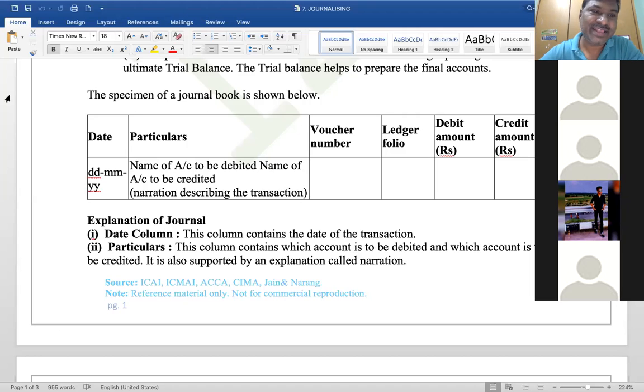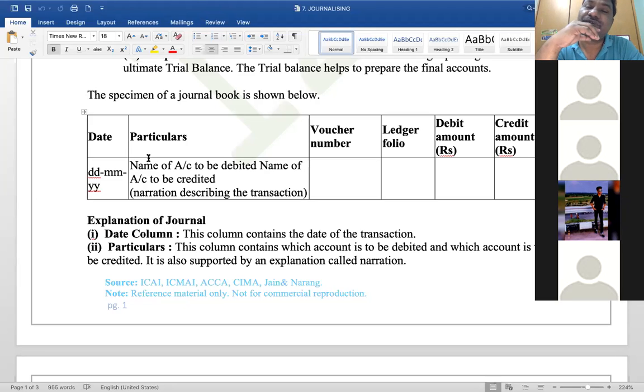Now, date is the date on which this particular transaction takes place, and the particulars are the name of the account which is to be debited, and the name of the account that is to be credited, and a short description of that particular transaction called narration. Narration. Now, ledger folio.